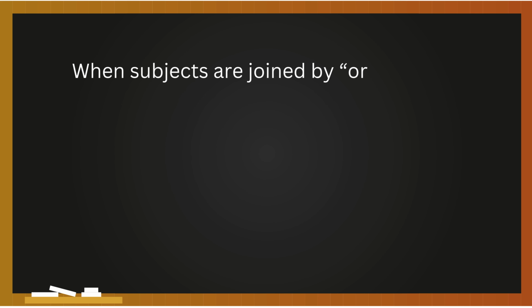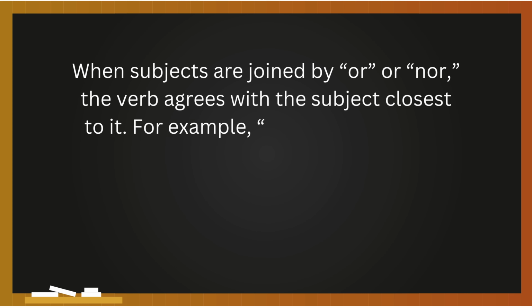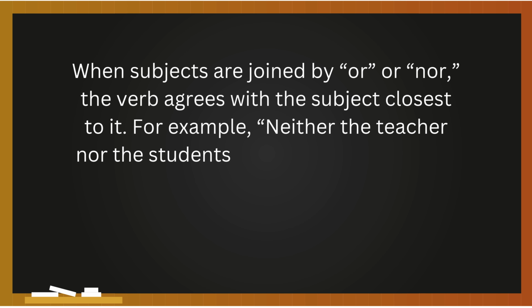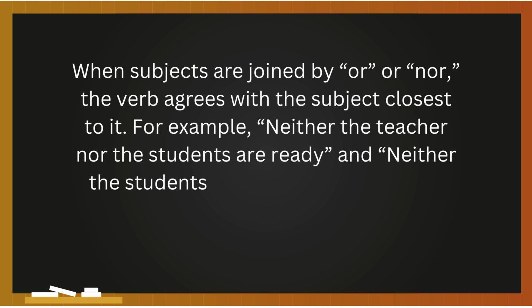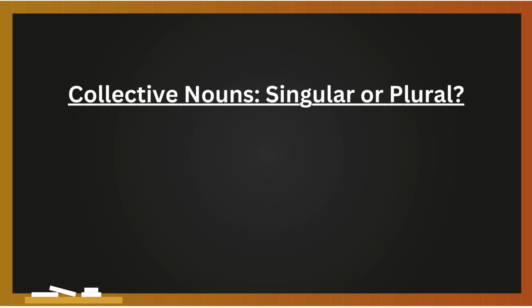When subjects are joined by or or nor, the verb agrees with the subject closest to it. For example, "neither the teacher nor the students are ready" and "neither the students nor the teacher is ready" illustrate this rule. Collective nouns, singular or plural.